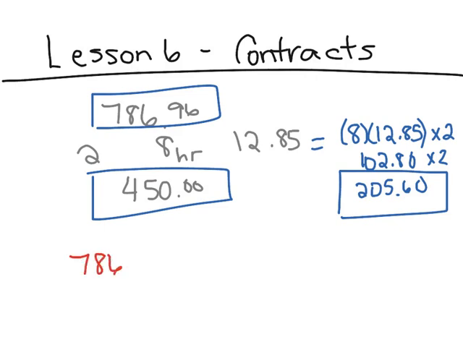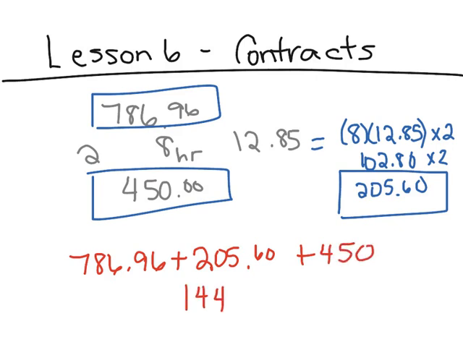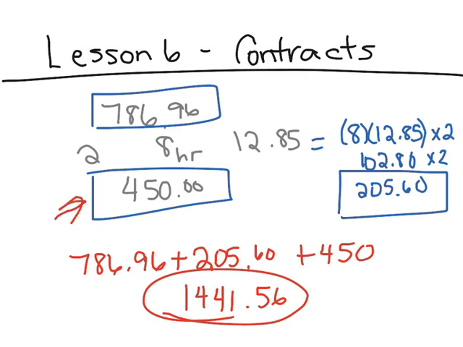So you take $786.96 plus $205.60 plus $450, and this would be $1,441.56. So this is the bare minimum price of the contract that you would have to charge in order to make $450, pay for the expenses, and hire the laborers and pay them as well. So anything above it would be extra profit for you.